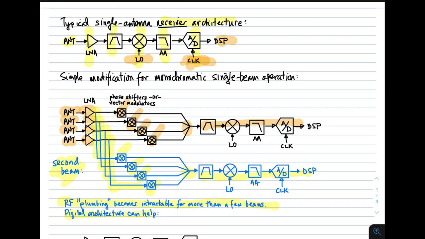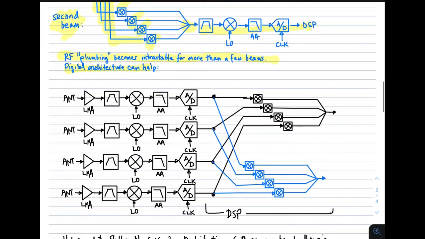Once again, digital architecture can help. It gives us some way to manage this, but not without new problems. So let me show you typical receive architecture. Antenna, antenna, antenna, antenna. LNA, LNA, LNA, LNA. Again, typically we want those LNAs close to the antennas. Bandpass filters. Frequency down converters, anti-aliasing filters, A to Ds, that is digitizers.